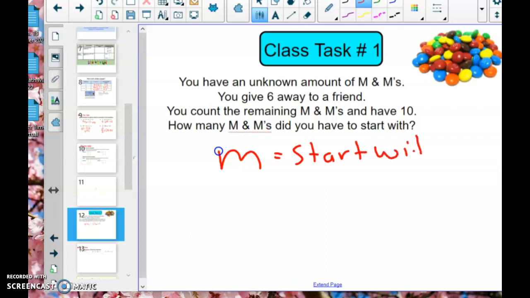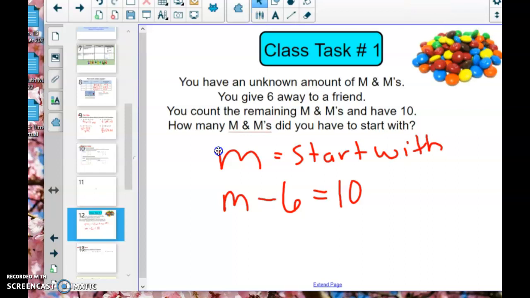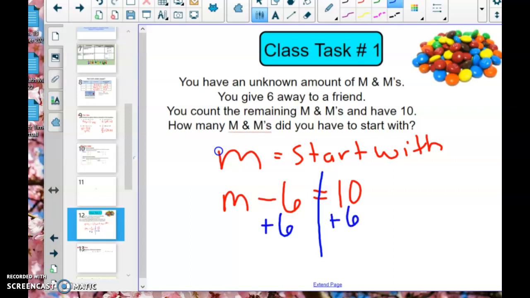Now, what happened in the situation is I had M, I gave 6 away, so I subtracted 6, and that left me with 10. Now I want to figure out how many I started with. So I go to the side with the variable on it. I'm subtracting 6, so what I want to do is add 6 to both sides. Then that's going to leave me with M, and that is going to mean that I had 16 M&Ms to start with.